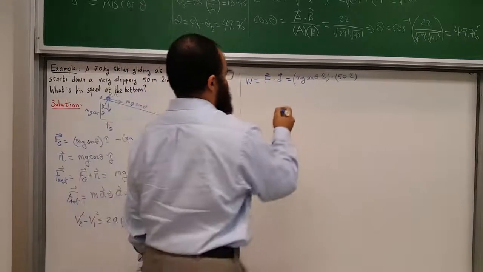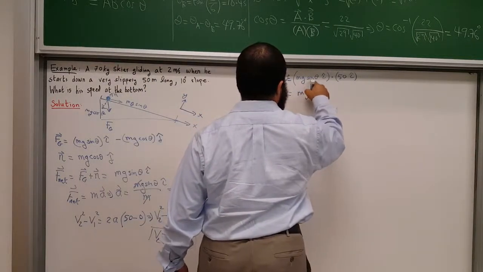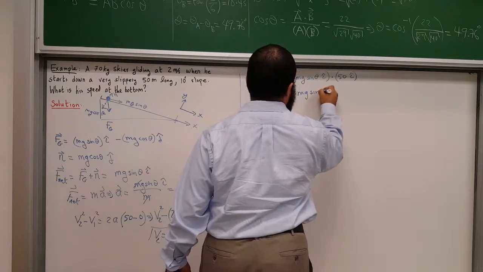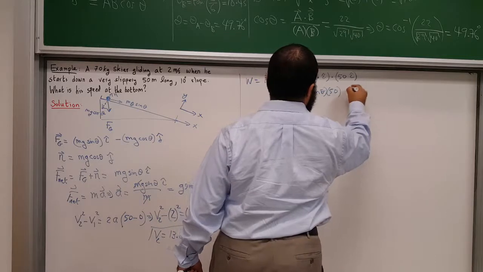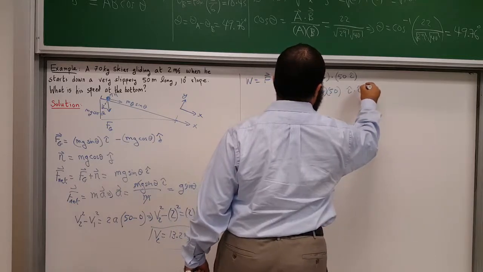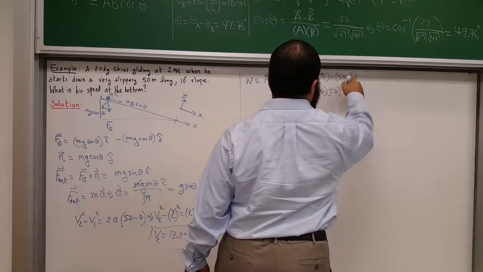So now I will have this. This is a constant, this is a constant, this is a constant. So mg sine theta, and then times the 50. And then I have the dot product of this i hat dot with i hat, right? I have the dot product of two vectors. These are the vectors, the i hat and the i hat.